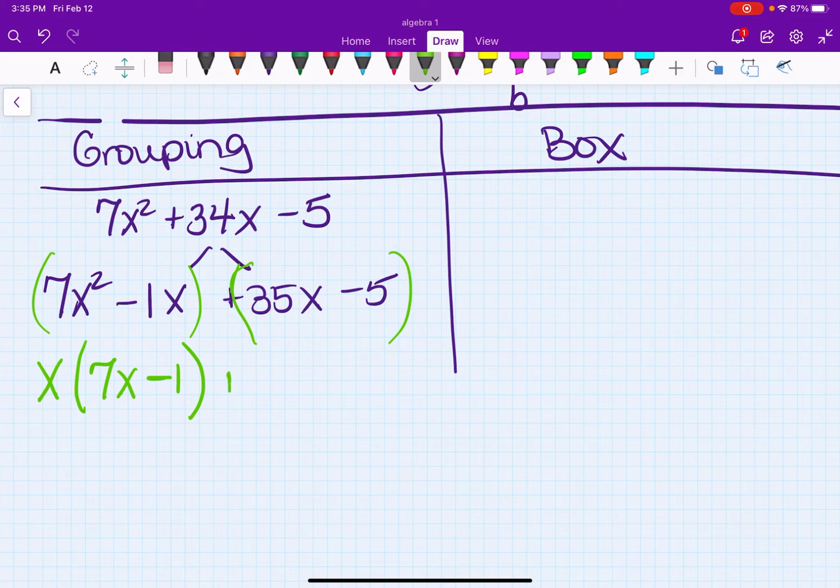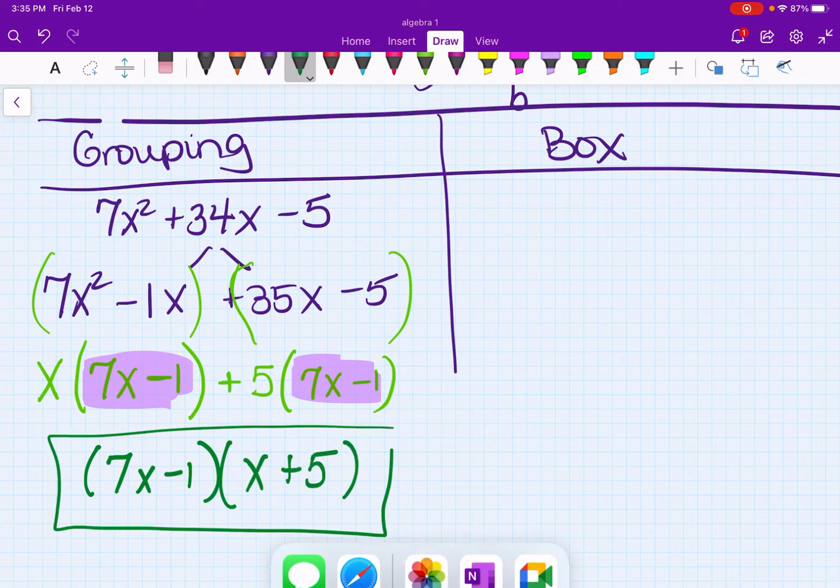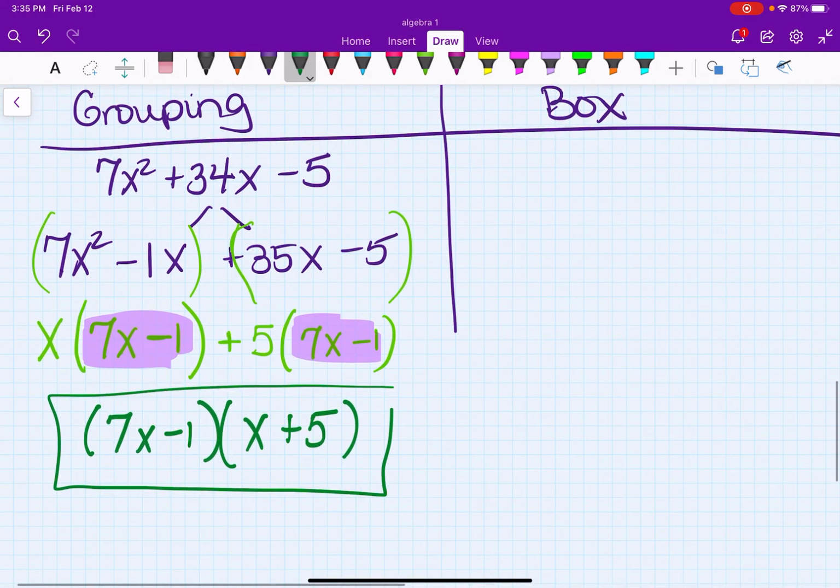In the next group, I'm going to take out a 5. So if I divide everything in there by 5, it's 7x minus 1. Whoop-de-doo, they match. It's annoying when they don't match because you made a mistake somewhere. Write your chunk. Write your leftovers. There's your factors of that polynomial that if we were to distribute or use FOIL, we would get that answer back. Box people, my box friends.